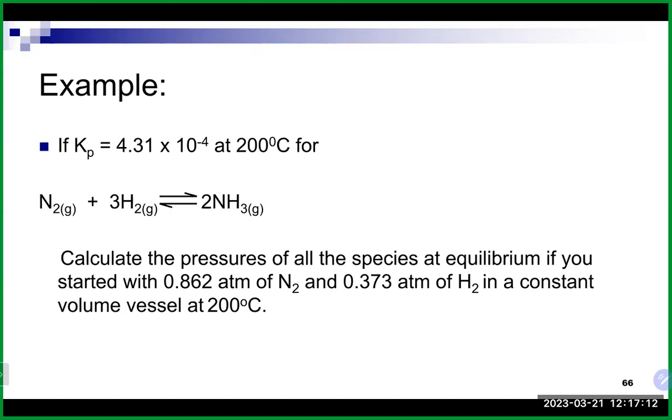Okay, let's take a look at this particular one here. We have the Kp given to us. We have some initial pressures, and we're looking for the pressures of everybody at equilibrium. As I mentioned earlier, it really works the same way as any other ice table. If you're dealing with pressures, obviously you have a Kp value.